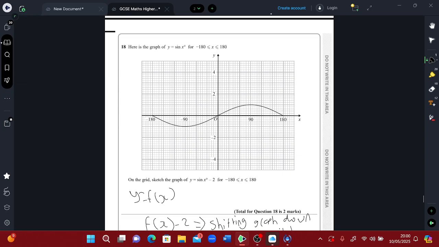So think about the key points here. That will go down to minus 2. That will go down to minus 3, which is here, minus 3. Minus 1 to minus 3, 0 to minus 2, 1 to minus 1, and then 0 to minus 2. And then keep the graph shape the same. So it's a sine curve, which I try my best to draw, but oh god.